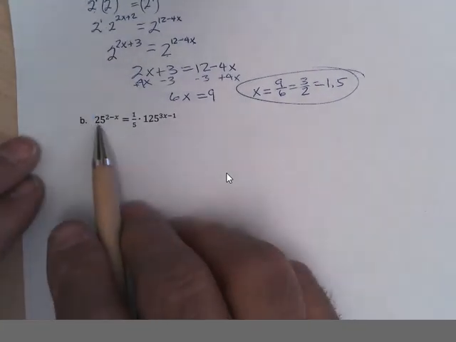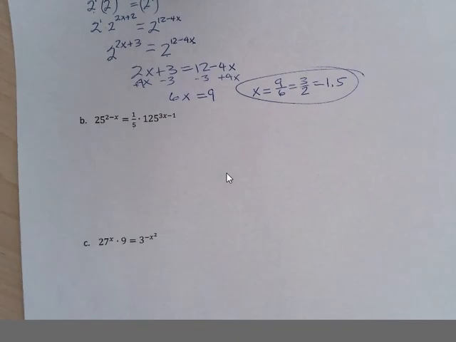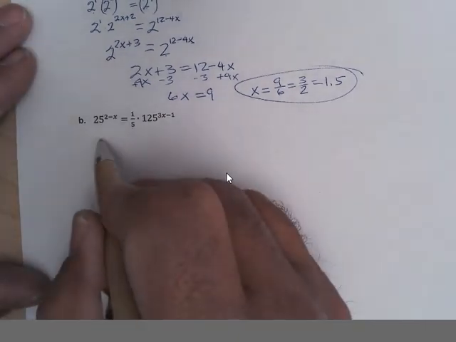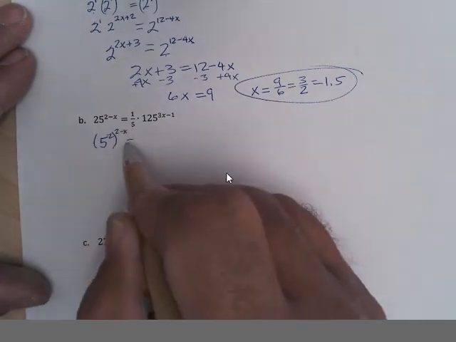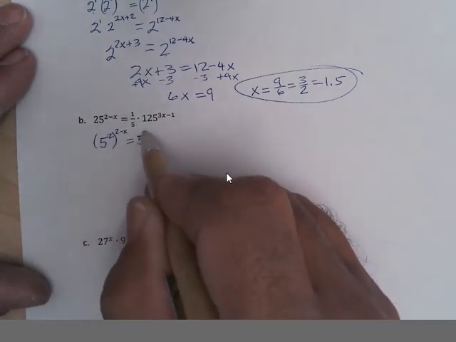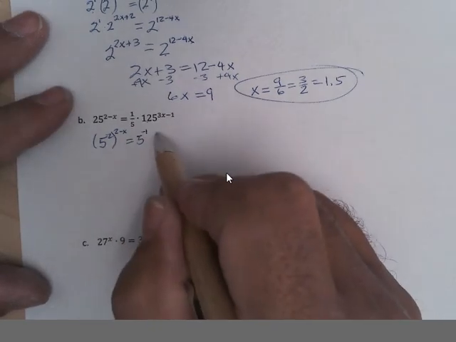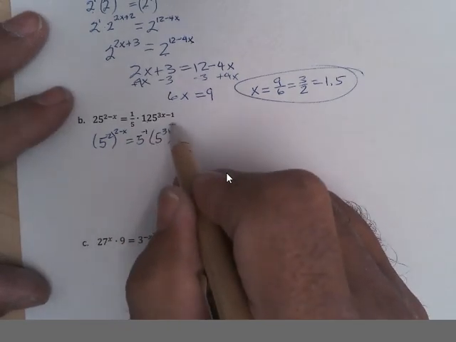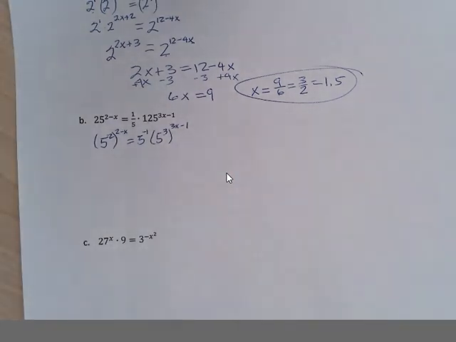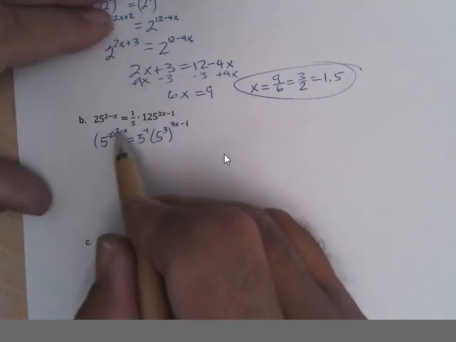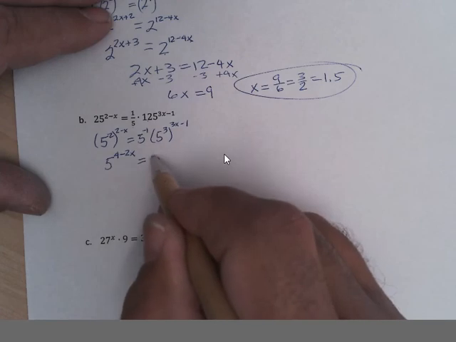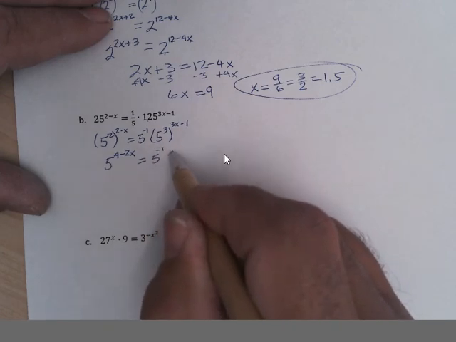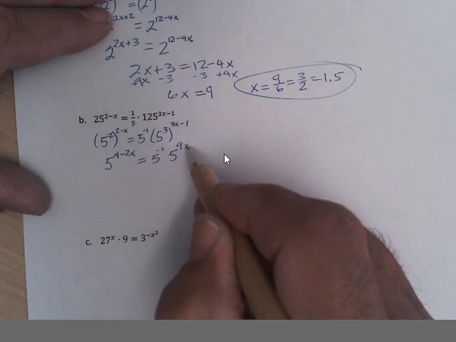Next one. 25, 1/5, 125. Common base is 5. This is 5 squared to the 2 minus x. 5 to the negative 1. And 5 to the third is 125 to the 3x minus 1. So we multiply these powers, so we get 5 to the 4 minus 2x equals 5 to the minus 1 times 5 to the 9x minus 3.